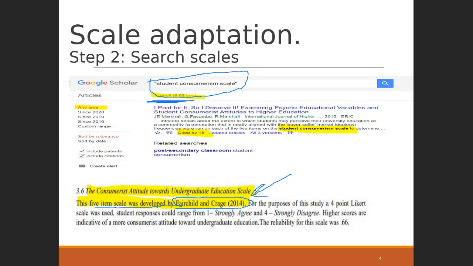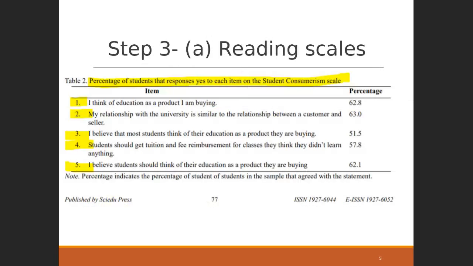Okay. So this scale consists of five items. Now, how can we know what were those five questions? Either those questions will be shown in a table in this particular study, or we need to go to the original research by Fairchild and Craig 2014 to find out about those five questions. We need to know those five questions, because they will be used in your questionnaire. Okay, so we find out that these five questions were in this article.